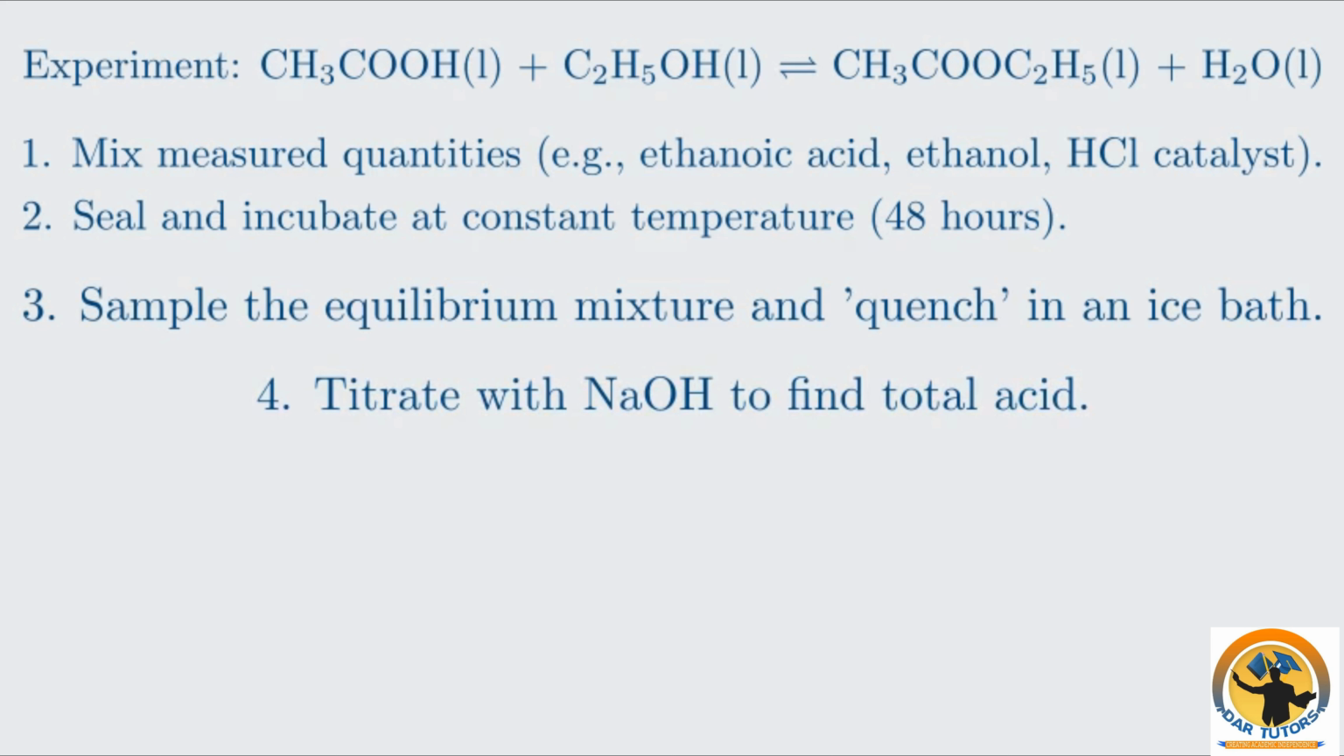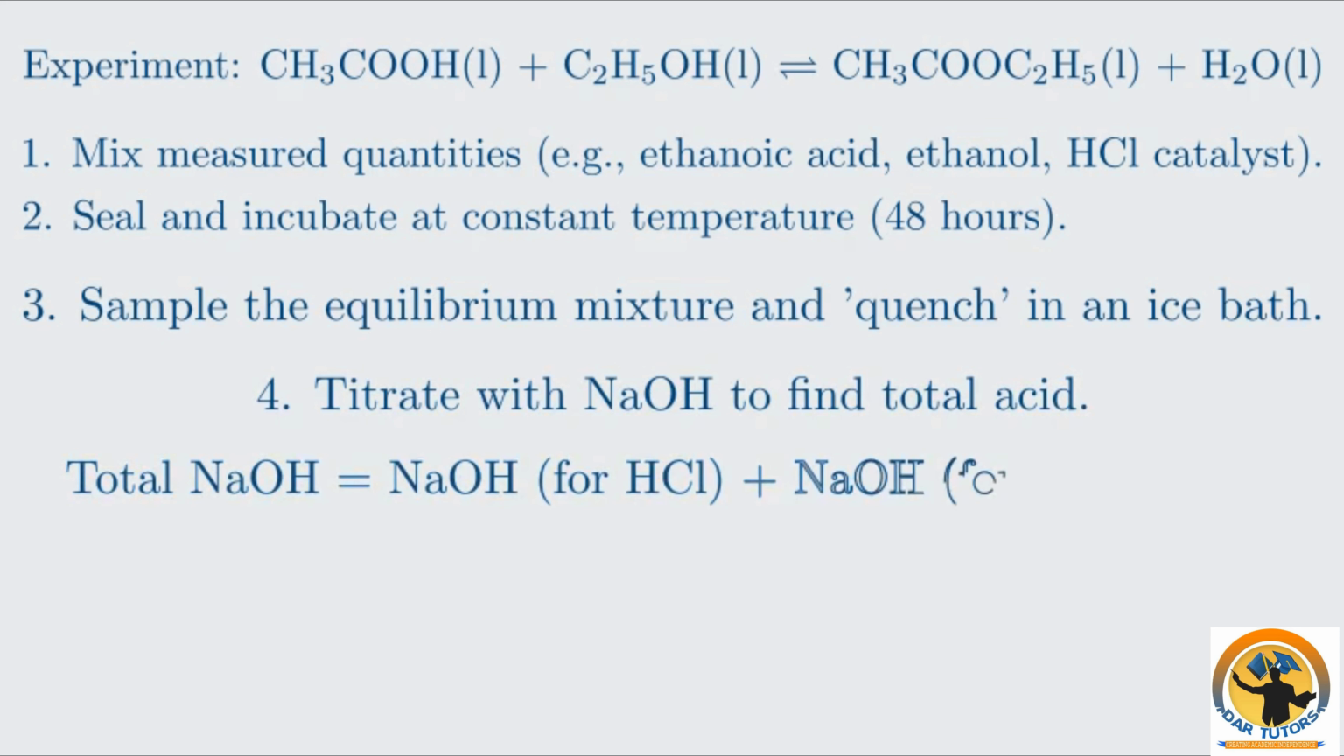To find the equilibrium concentration of ethanoic acid alone, you must account for the catalyst. Since the catalyst is not consumed, you calculate how much NaOH was needed to neutralize the known amount of HCl catalyst you added at the start. The remaining volume of NaOH in the titration must have reacted with the ethanoic acid. From this, you can calculate the moles of ethanoic acid at equilibrium. Using the initial amounts of reactants and stoichiometry, you can then determine the equilibrium amounts of all other species. Dividing by the total volume gives you the concentrations, allowing you to calculate the value of K.